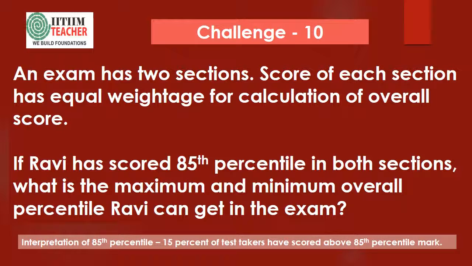An exam has two sections. Score of each section has equal weightage for calculation of overall score. If Ravi has scored 85th percentile in both the sections, what is the maximum and minimum overall percentile Ravi can get in the exam? Interpretation of 85th percentile is that 15% of the test takers have scored above this 85th percentile mark.